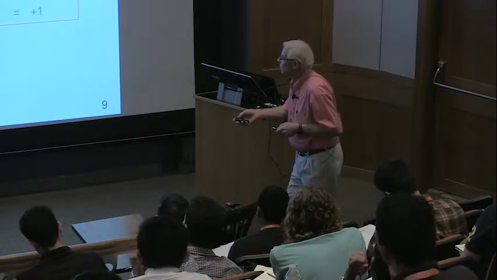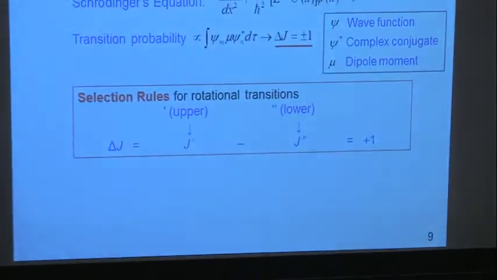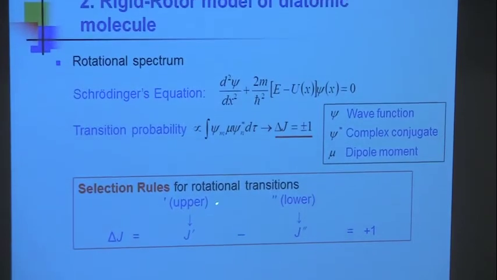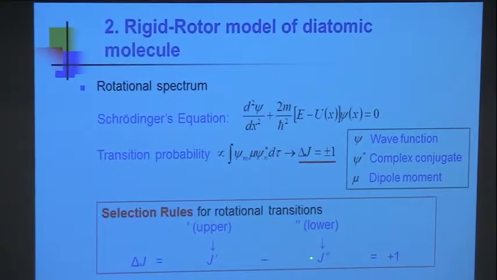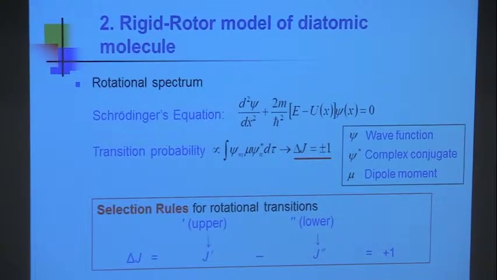So the selection rules are written this way. Delta J, which I define to be the difference between the upper state and the lower state, is always 1. This way, whether it's emission or absorption doesn't make any difference. It's J upper minus J lower is 1. Not everybody does it this way, but this is the way I do it. The delta J is 1. That's all that can happen.